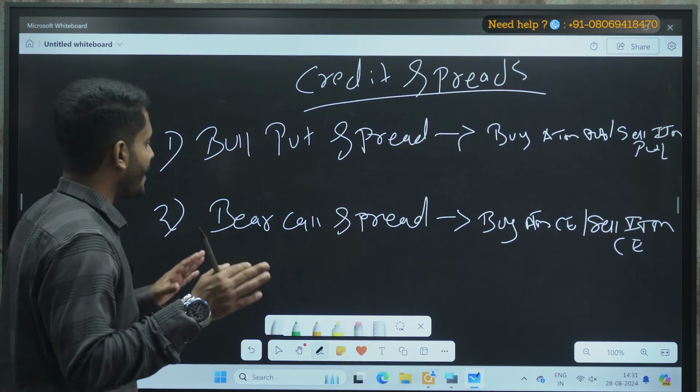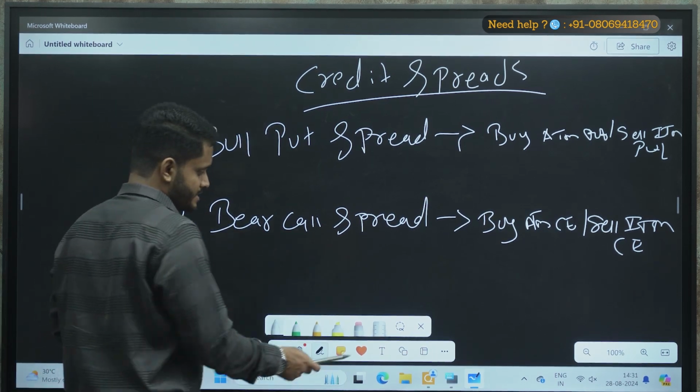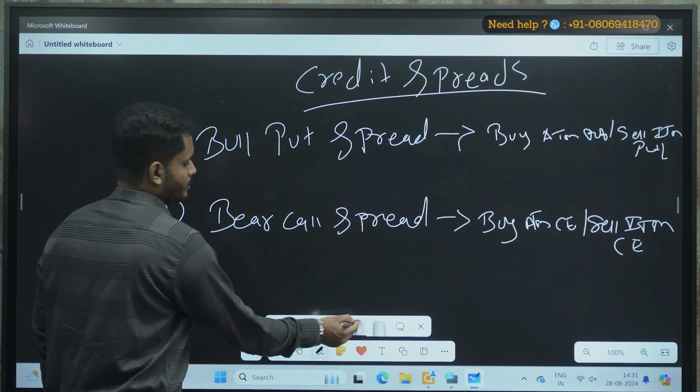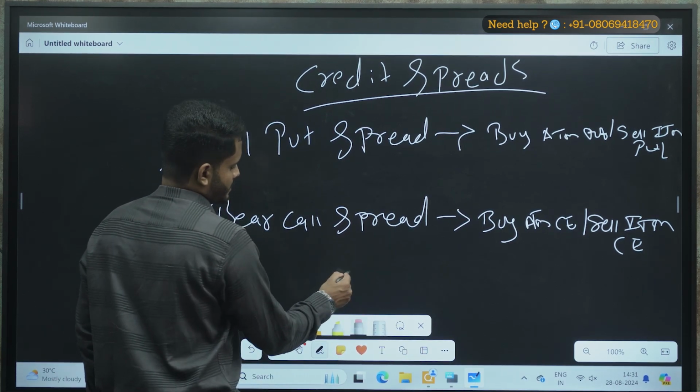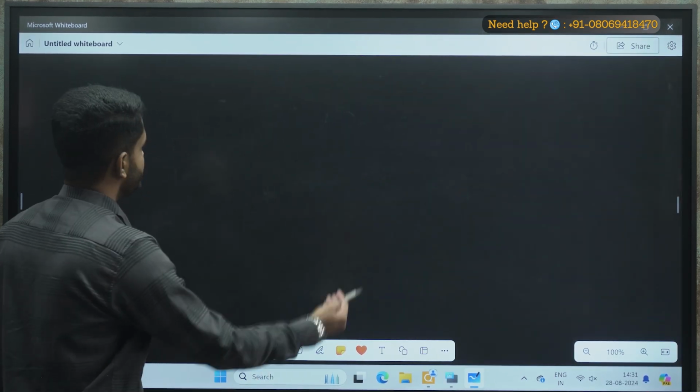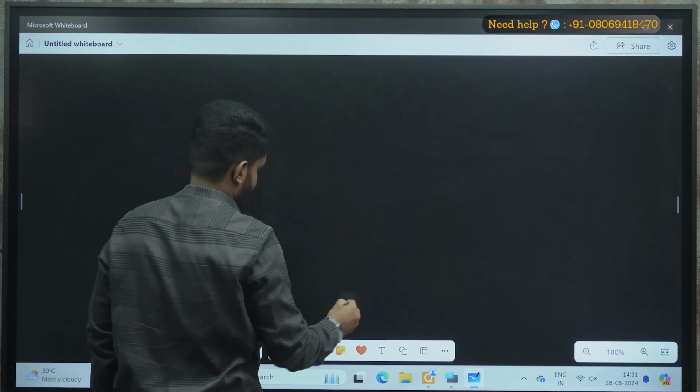So this is from a buyer's perspective. We covered 4 strategies. Now let us cover it from a seller's perspective. What are the strategies, how can we hedge? There are 2 strategies.